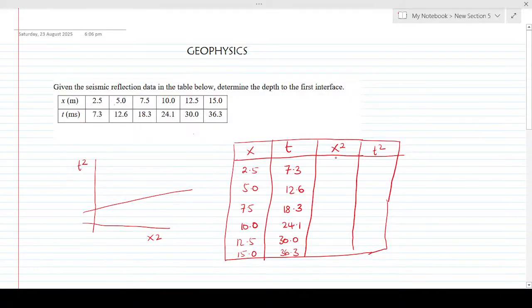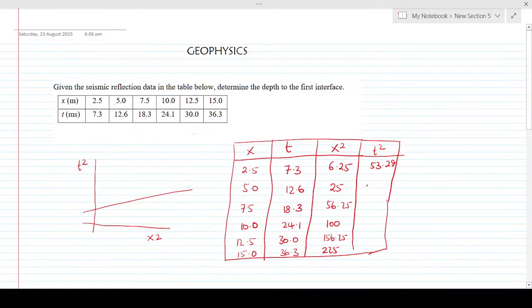So 2.5 squared will give us 6.25. 5 squared is 25. 7.5 squared is 56.25. 10 squared is 100. 12.5 squared is 156.25. And 15 squared is 225.